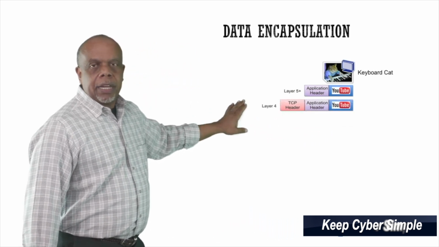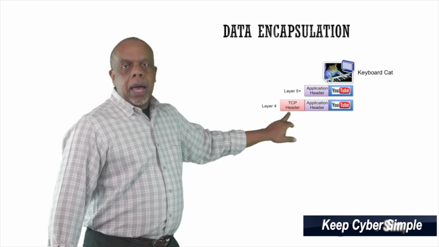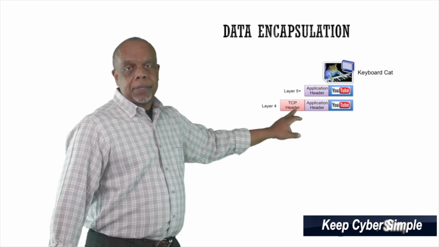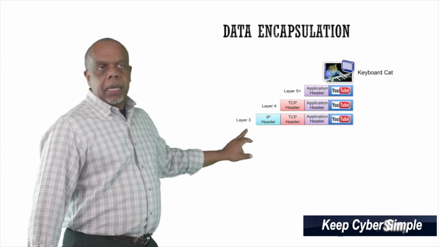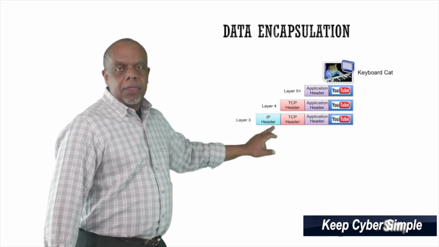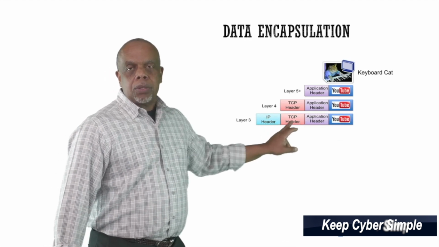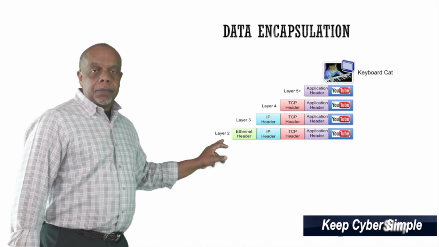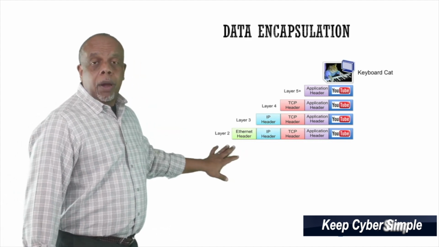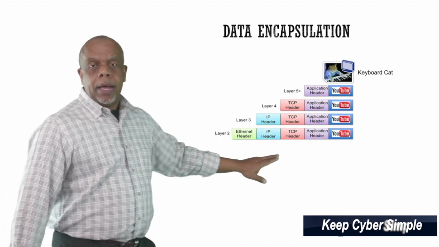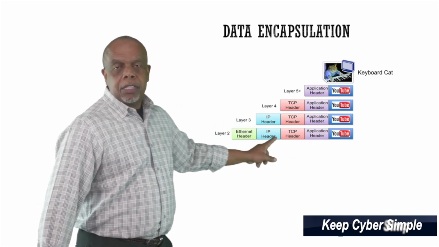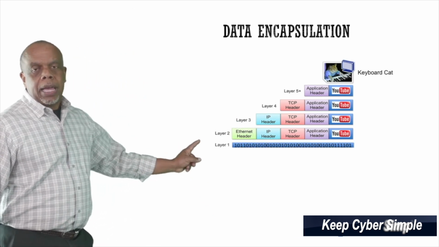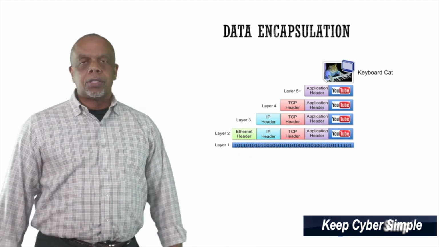When I send it down to layer 4, I put a TCP header on the front of that. So it's encapsulated twice. It gets to layer 3, and I put an IP header on that, because that way it knows how to start doing the routing. And then at the next layer, layer 2, this is where I put an Ethernet header. So my video has been encapsulated inside of multiple things before it goes out as ones and zeros across the internet.